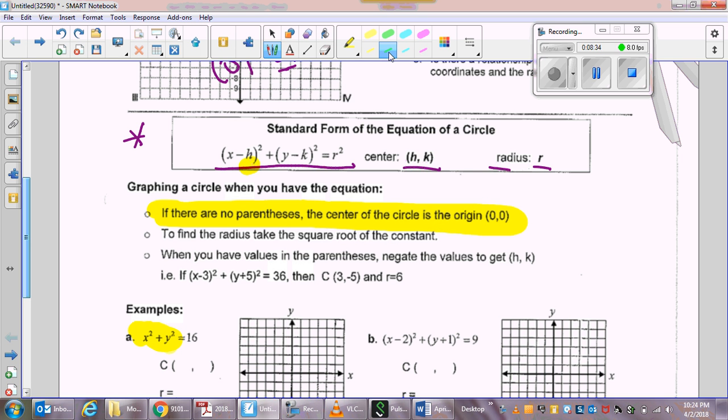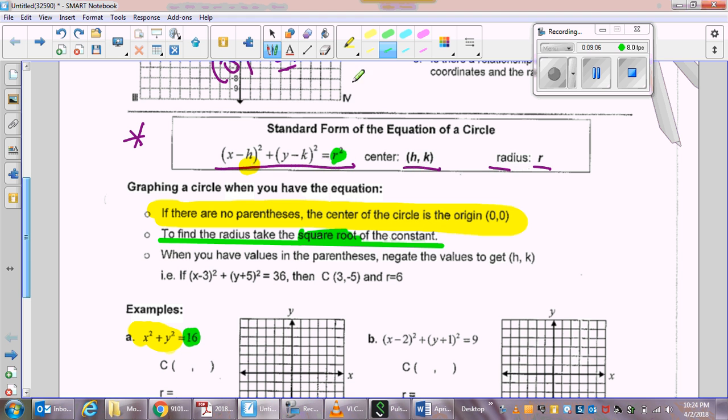The second one you have to remember is that to find the radius, take the square root of the constant. See the constant here? That is the number that you're going to see. In this case, I have 16. So 16 is the constant number that I see. If I wanted to find the radius of this example, I need to do what? The square root of that number. Okay, so what is the square root of 16? 4. So 4 would be the radius.